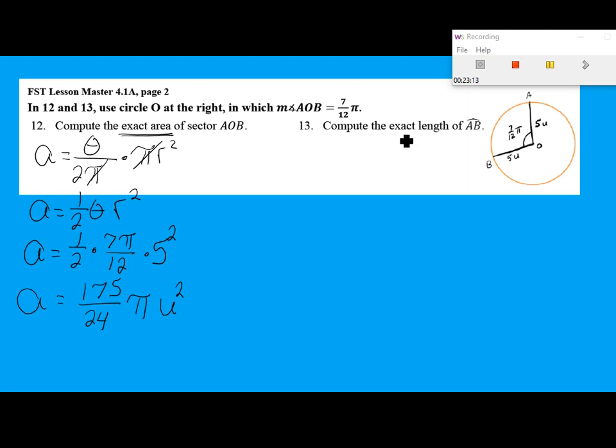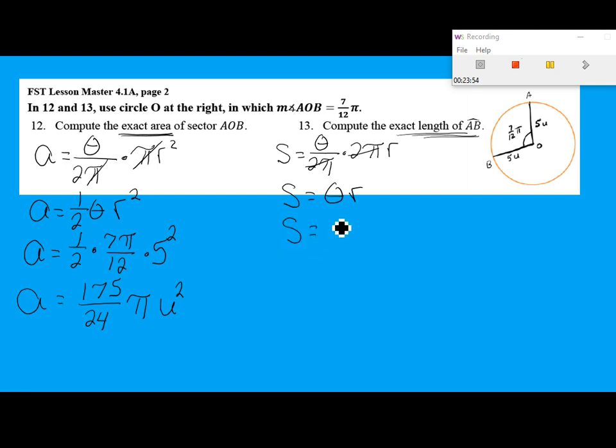Compute the exact arc length of A to B. Well, so S for arc length. I've got theta over 2 pi, since I'm in radians, times 2 pi r. Now, this is a great example on why I want you to write the formula down first. Notice in this case, the 2 pi's cancel out of there. So your arc length is simply theta times your radius. Theta times your radius.